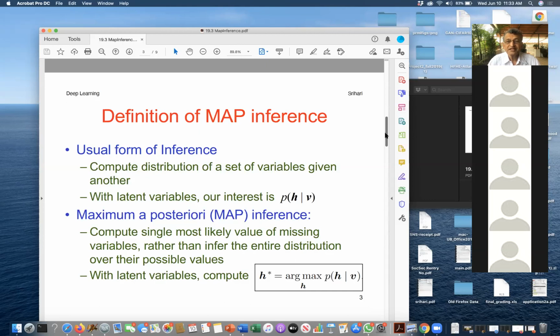But we are stating it in terms of a neural network with hidden units, and probably it is even a generative model which has no labeled outputs. So we're interested in P of H given V. So the MAP inference is to compute H star equal to arg max over all H of P(H given V). What this means is, give me the value of H for which that probability P of H given V is maximum over all possible values of H, and we call that H star. So that's what maximum a posteriori probability inference is.